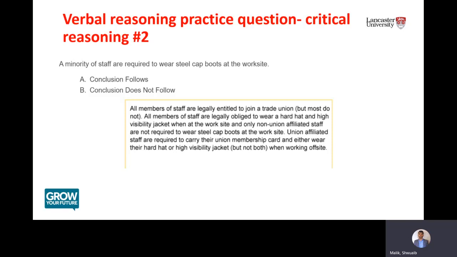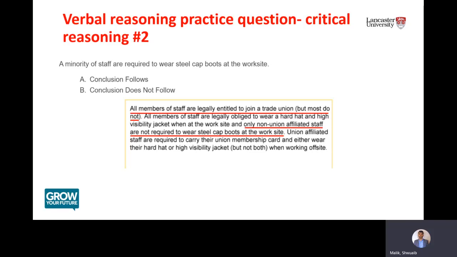Another critical reasoning practice question, a bit more tricky. So a minority of staff are required to wear steel cap boots at the work site. The first bit of information we need to focus on is all members of staff are legally entitled to join a trade union, but most do not. So from this, to put it into simpler terms, the majority of staff are not members of a trade union, okay? And then the second sentence we need to focus on is only non-union affiliated staff are not required to wear steel cap boots at the work site.